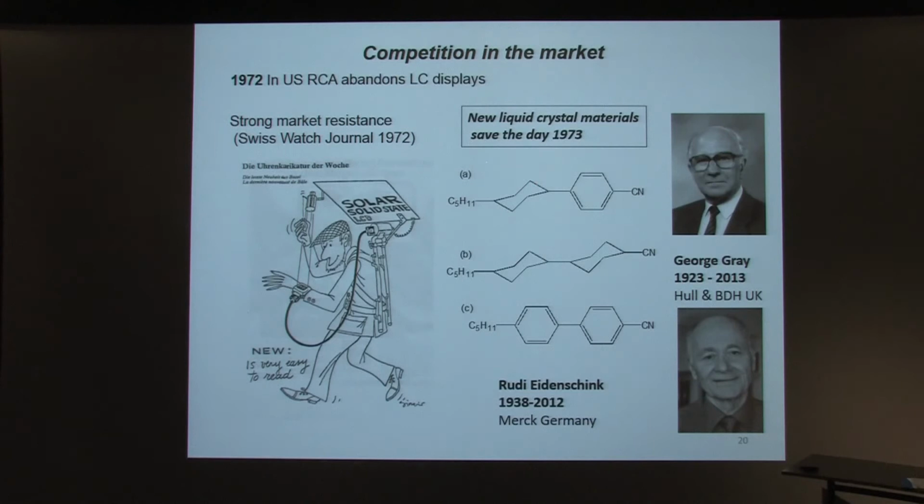pentyl cyanobiphenyl, and this is actually what I showed you the demonstration with. This is a sample of this material, which was liquid crystalline at room temperature, very stable, didn't deteriorate under conditions of electric fields or light or anything.